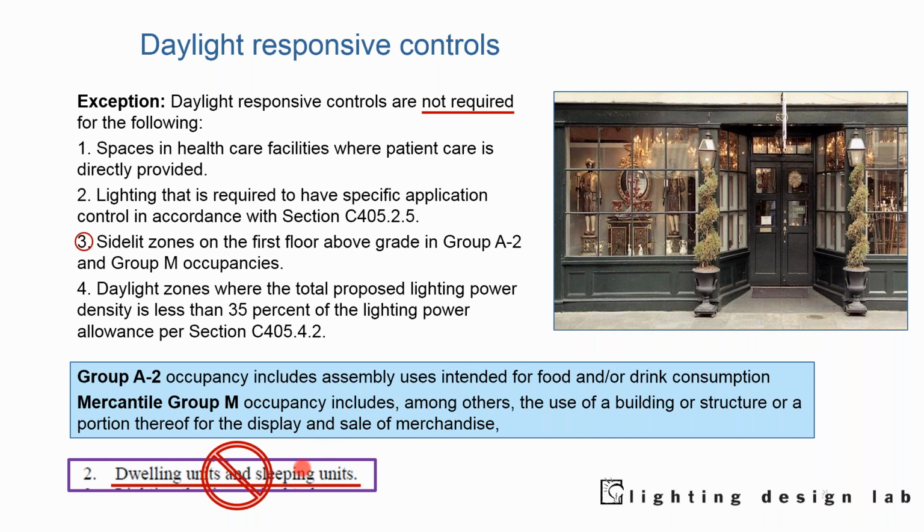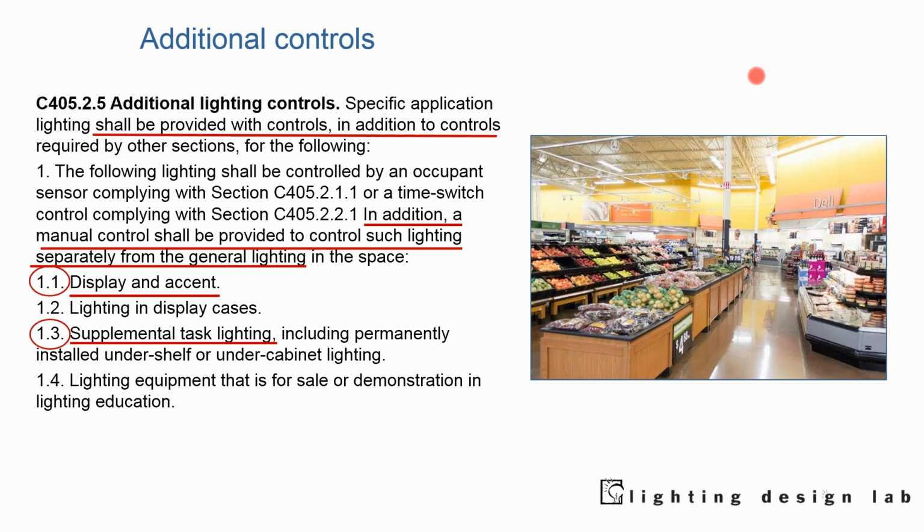One thing that used to be in the older code was dwelling and sleeping units, and that's no longer in this new code, the 2018 code. That hasn't gone into effect yet, but when it does, we'll need to do daylighting controls in those facilities.